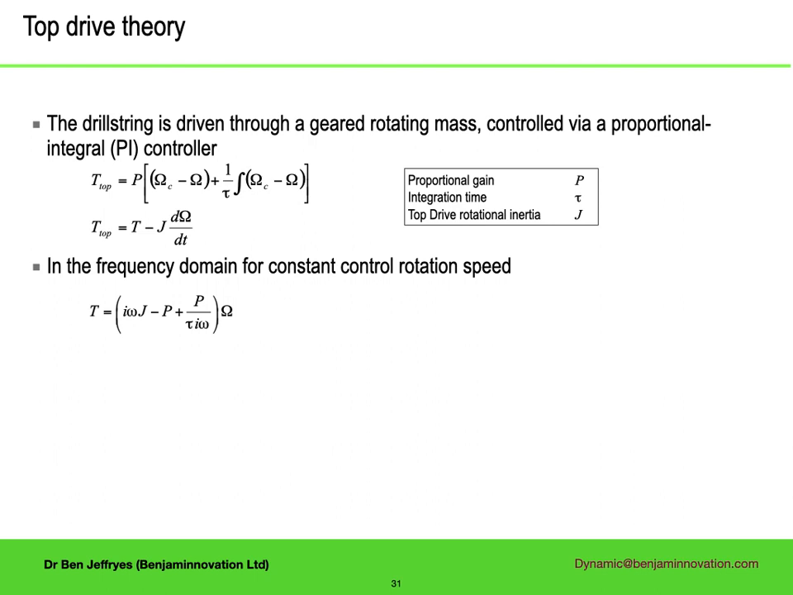You already know what a PI controller looks like. This one is controlling the rotation speed omega using the torque T. The complication here is that what is being directly controlled is the torque applied to a fast rotating mass, which is attached to the top of the drill string through gears. So there is a rotating inertia term between the drill string and the controller.